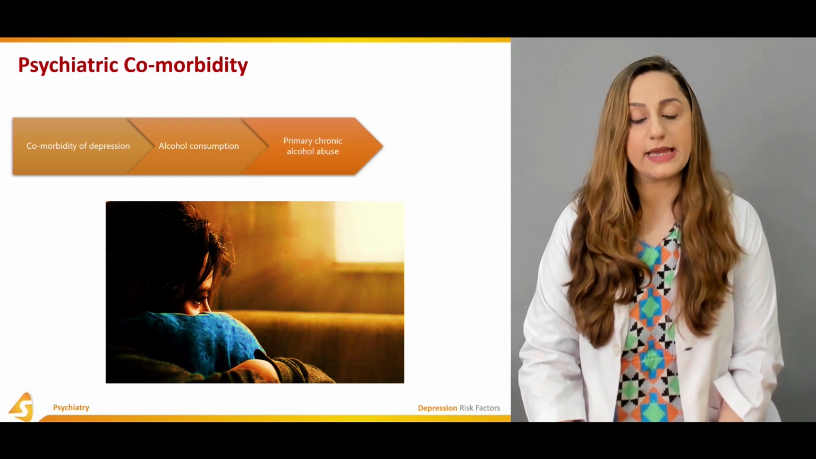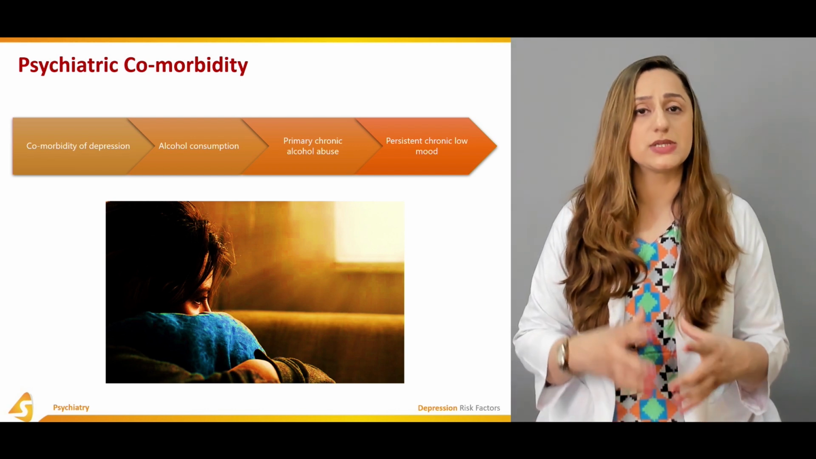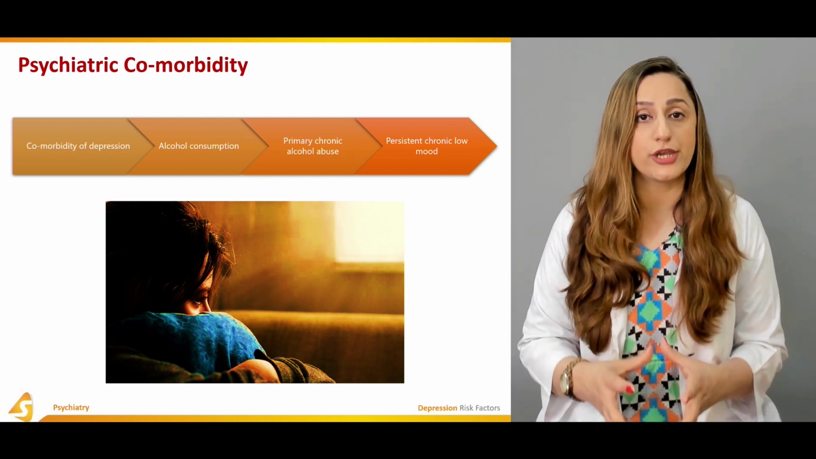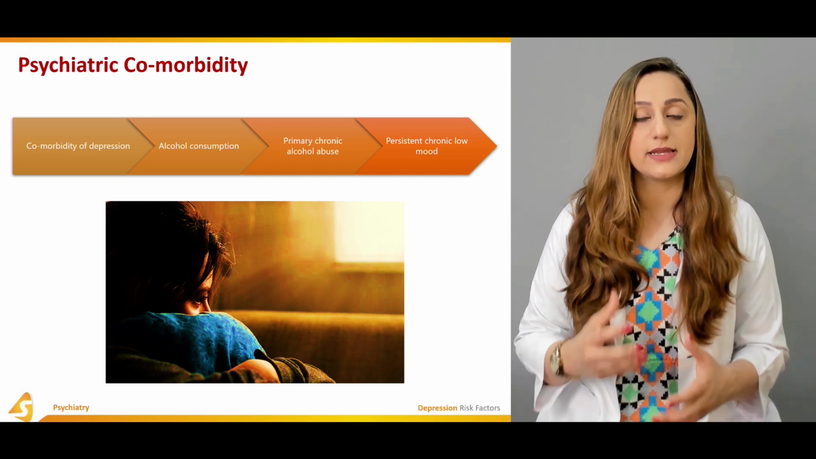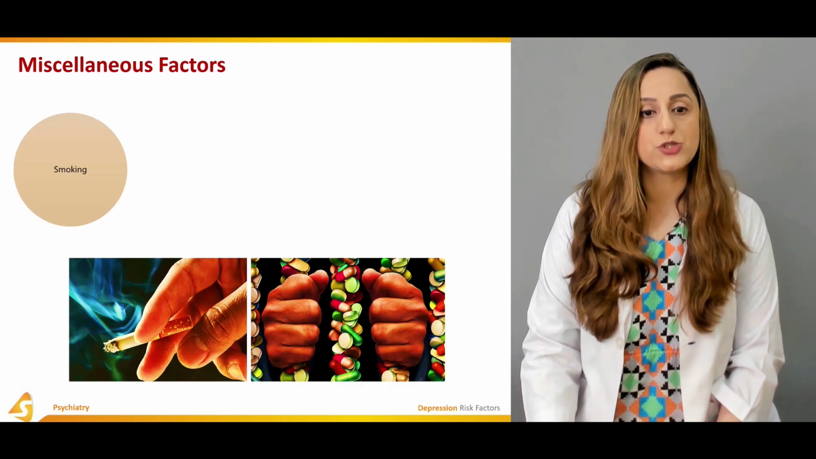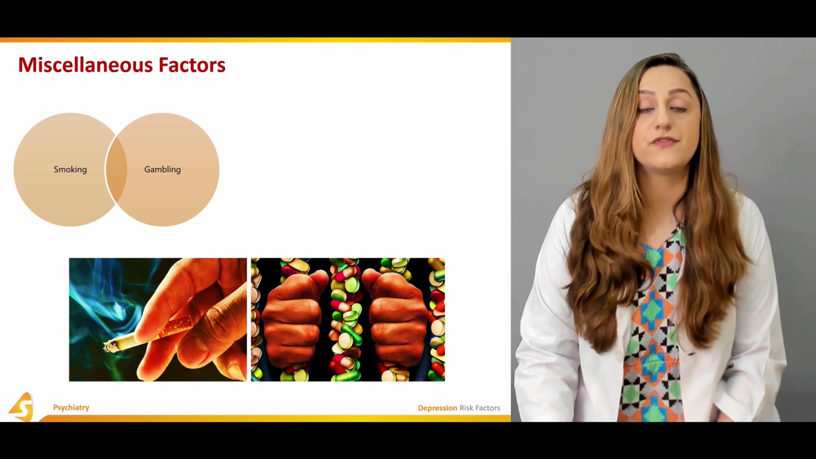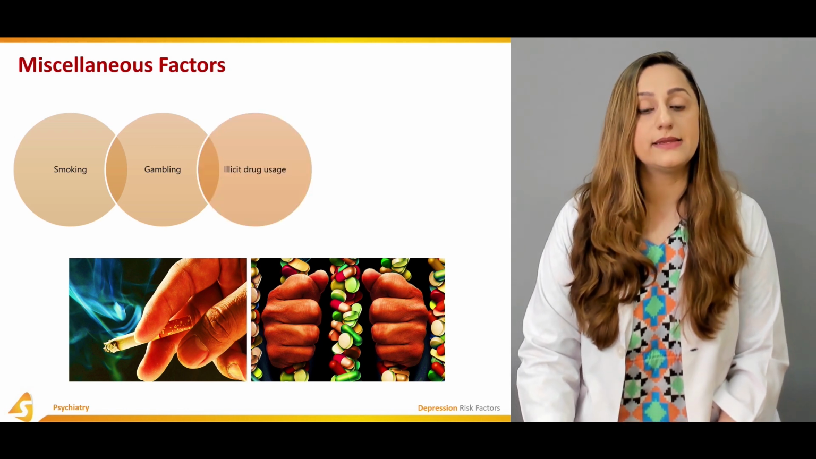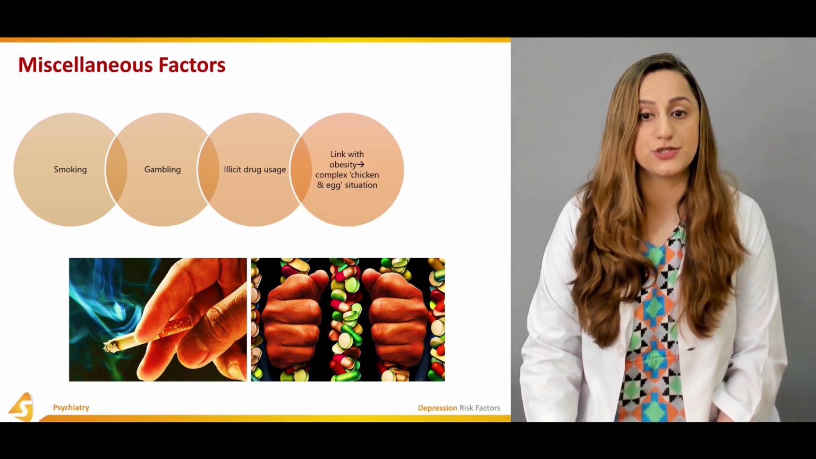Primary chronic alcohol abuse is one of the causes over here. And basically, the person is suffering from a persistent chronic low mood. So that is the main clinical presentation that he's going to come up with. The miscellaneous factors, when we talk about them, it can be the smoking phenomenon. Then the person may have a history of gambling, and he may also give you a history of illicit drug usage or substance abuse.